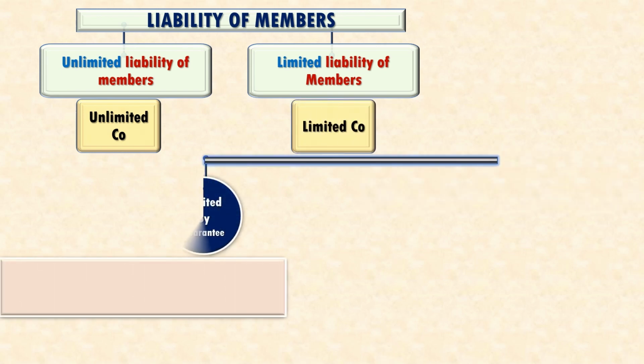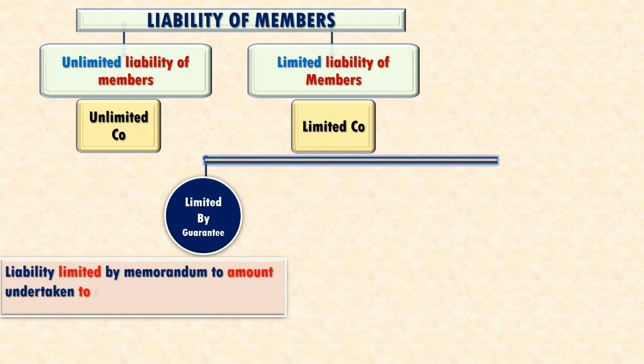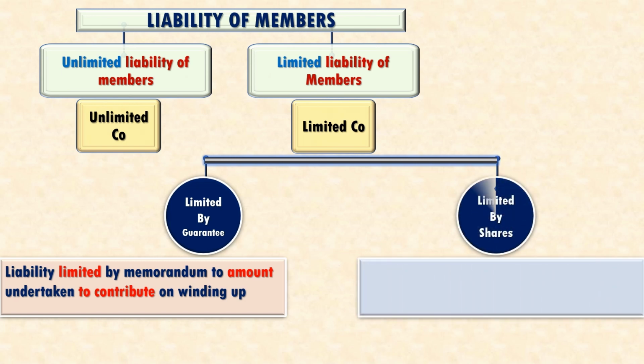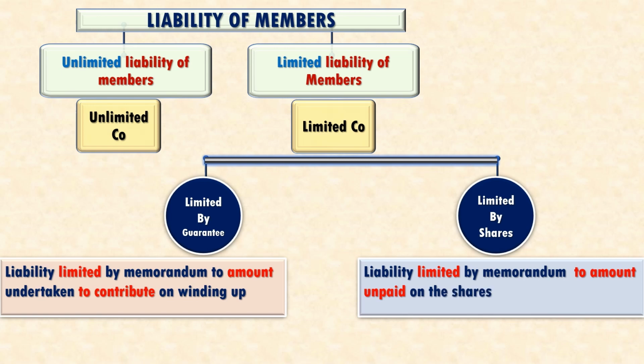Limited company has two variants: limited by guarantee, where an amount is guaranteed to be paid on winding up. In respect of limited by shares, the liability is restricted to the unpaid value of shares held by a member.